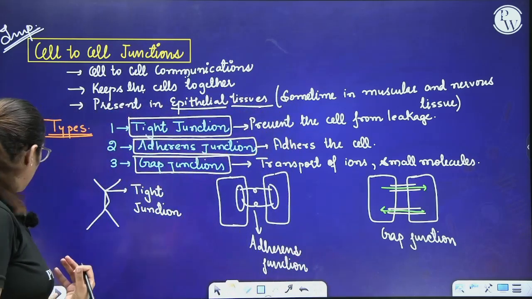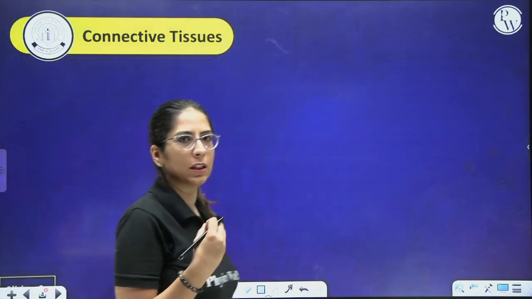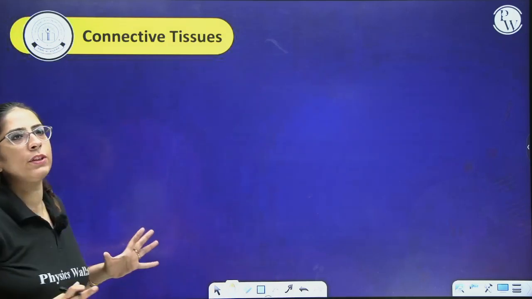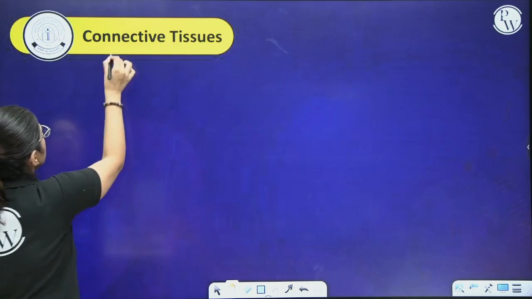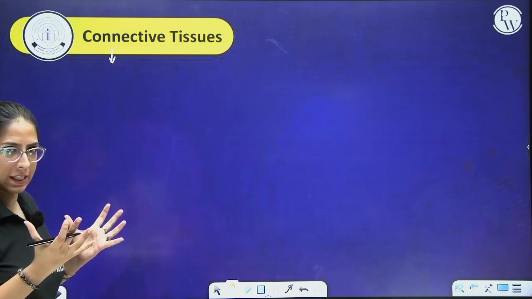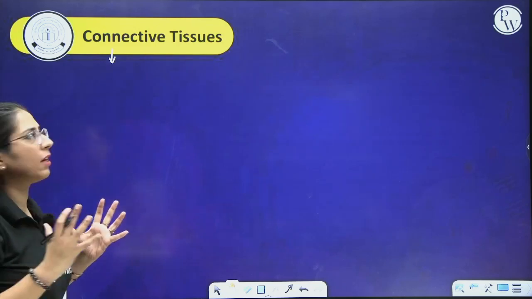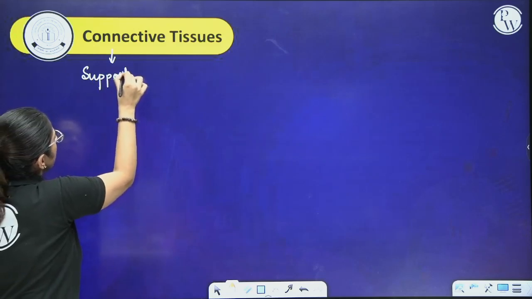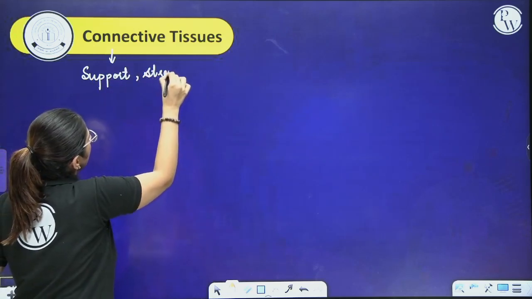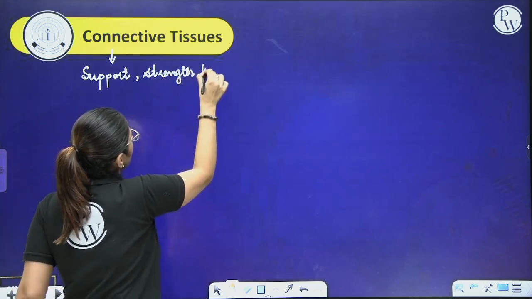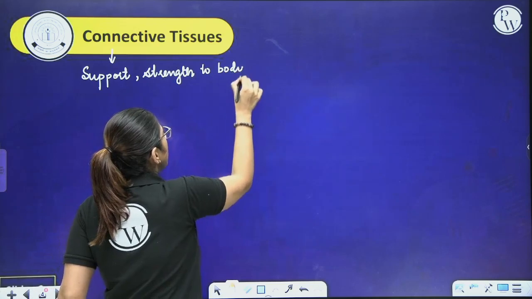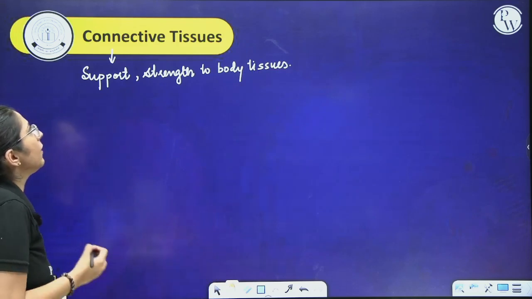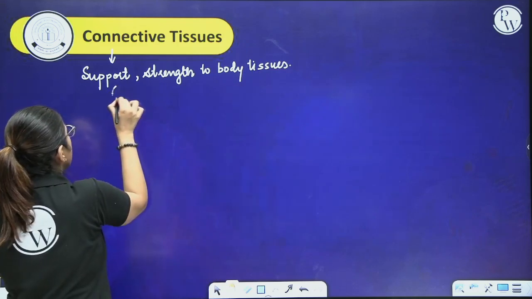Hope it is clear. Now, let's proceed towards another very important topic, which is connective tissue. So, now let's derive the meaning of this tissue. Connective tissue is a type of tissue which connects. That means it holds everything together. It provides support and strength to body tissues. Basically, what is their function? It helps in connection.